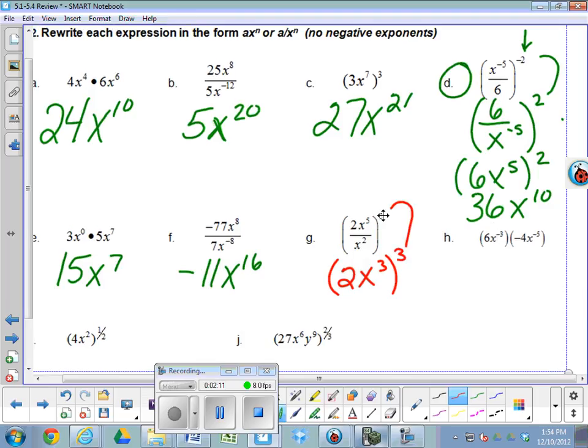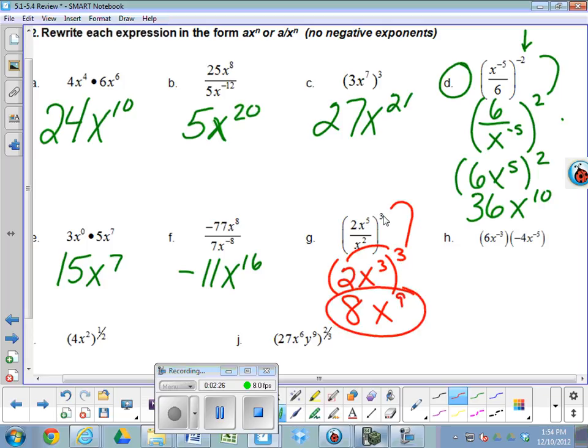And we still have that little cube out there. I can't get that little cube to go away. So it's there. Now, what's 2 cubed? What's x cubed cubed? X to the 9. That's the answer. Moving on to H.